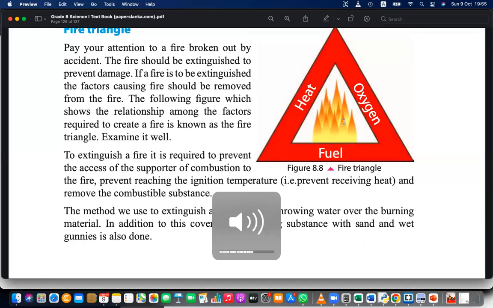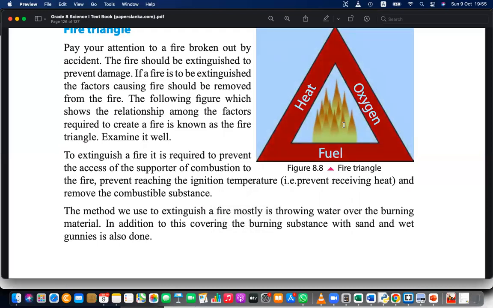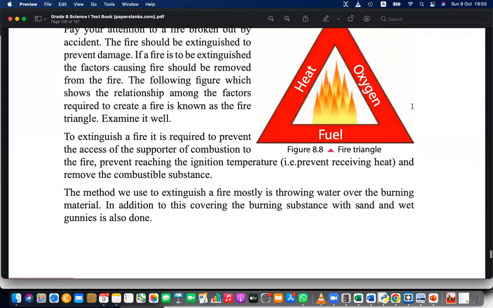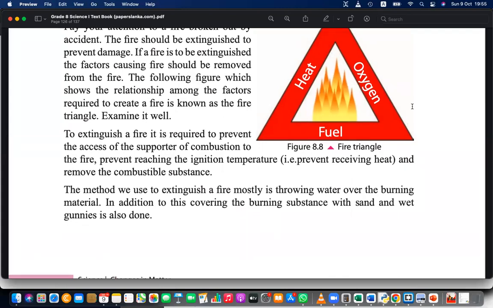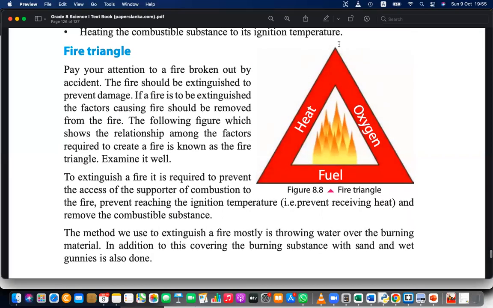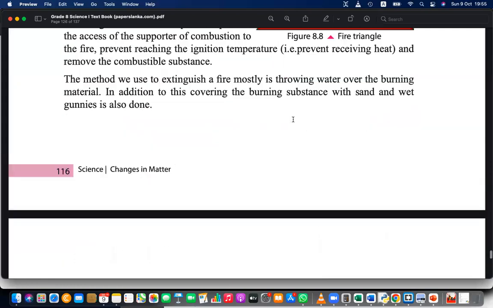Heat. Yes, we can cool it. When you put water, or maybe we can use sand or wet gunny bags, the heat will be controlled. It's difficult to remove oxygen, but we can remove the fuel part. The easiest way is controlling the heat.